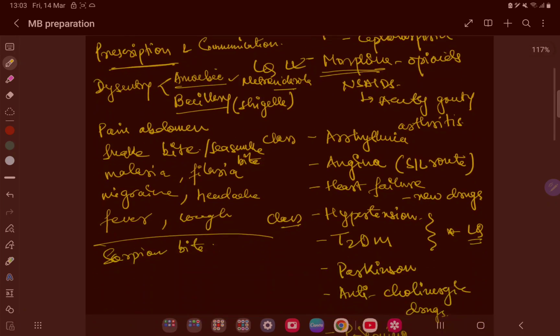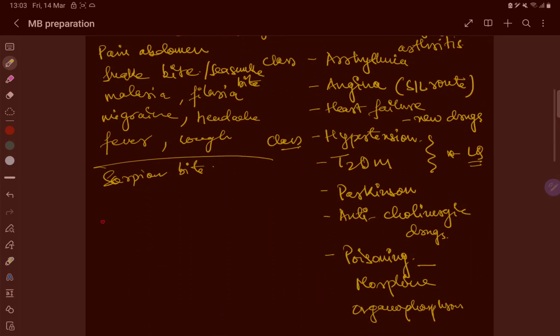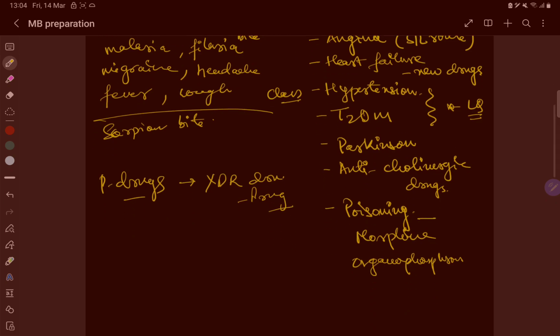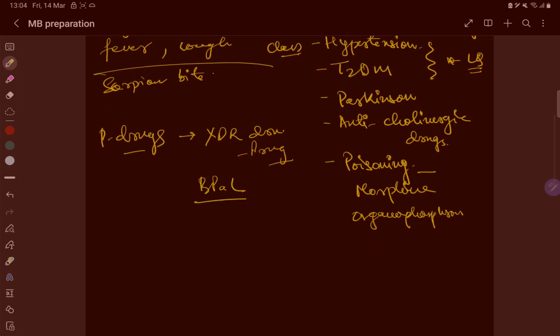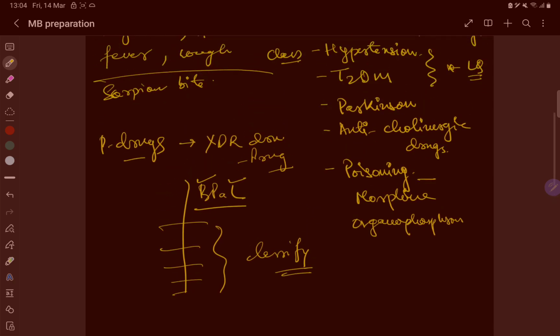Again, in the P drugs, someone was asking, sir, what can we write in XDR TB as a P drug? So you should know about the BPAL regimen, linezolid, bedaquiline. You should know the names of the drugs. If you can classify the drugs, then I think this is very easy for you for all the classifications. If you know the P drugs, all the classifications can be written down.